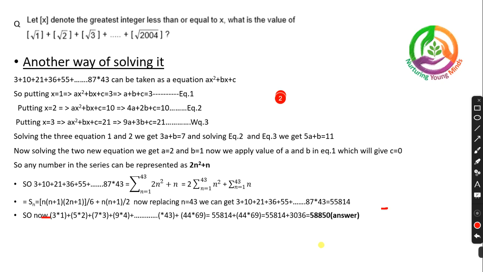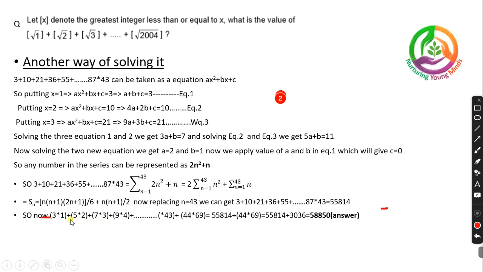Correct. 69 into 44 is to be added to the series. Sorry, so 69 into 44 should be added to this series till 43. So till 43 is nothing but this formula, apply it and then add it up, so you will get 58850. So that is the answer.